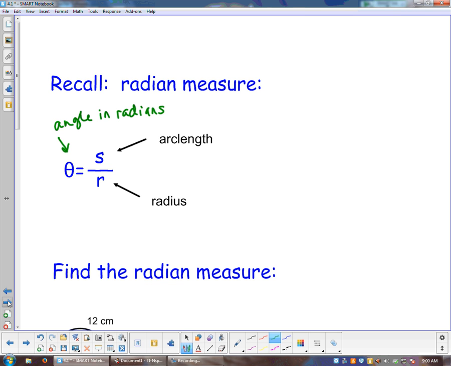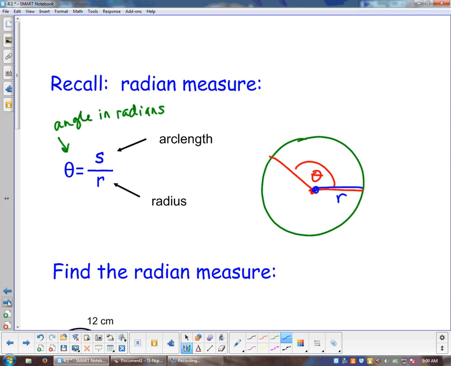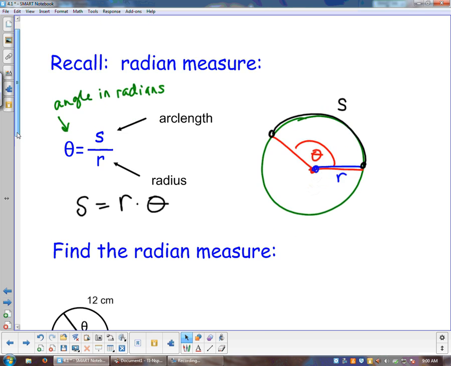All right, so for example, if I want to know the relationship between this angle theta here and this radius here and the arc length, which we refer to as S, that's the relationship. Theta is equal to S over R, or you could write it as S equals R times theta if you multiplied both sides of that equation by the radius. So let's take a look at an example here.